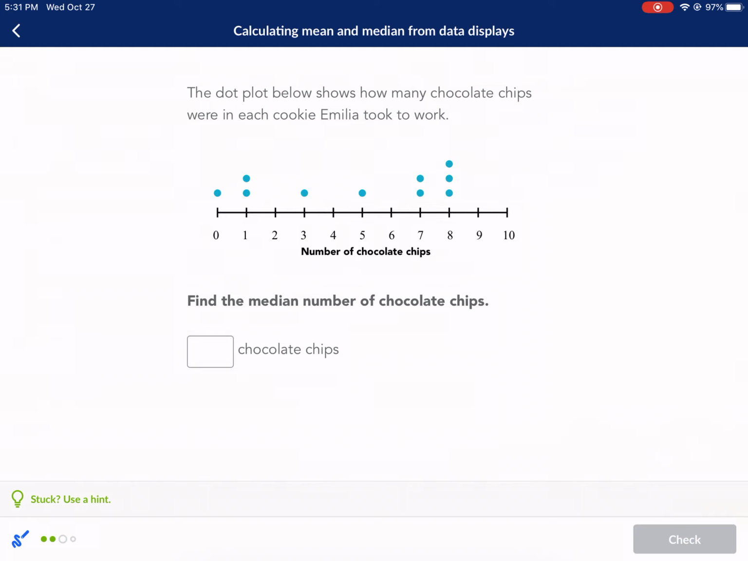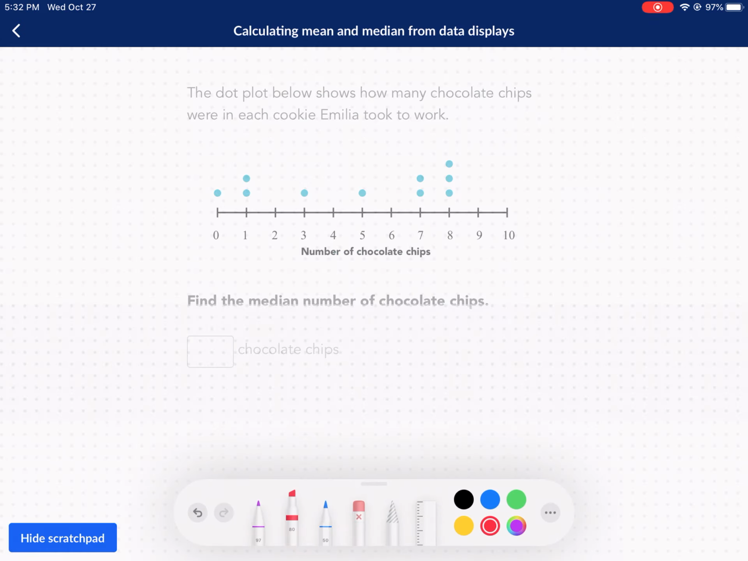And we got it. Okay, that plot below shows how many chocolate chips were in each cookie Amelia took to work. Find the median number of chocolate chips. Median, again, talking about a different way of measuring center. We're talking about the middle after it's ranked. So you can do the dot plot method where we cross off.